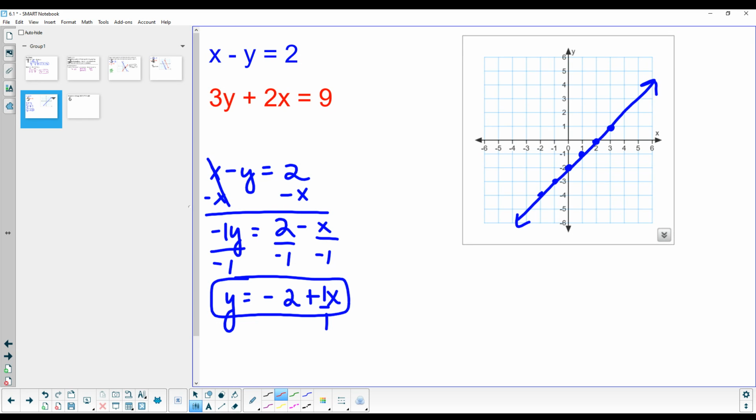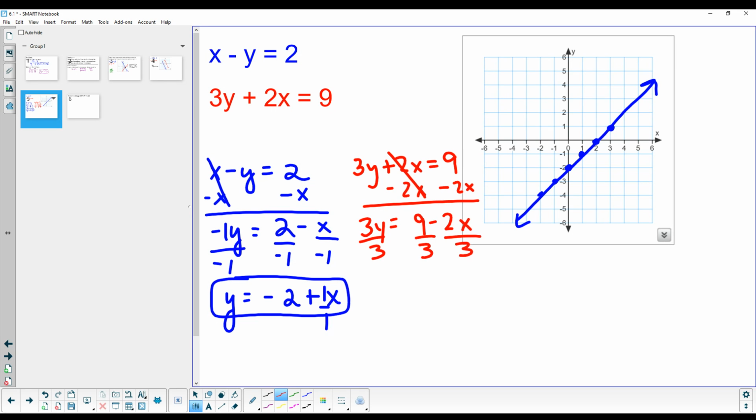Okay, so now the second one we also have to solve. So 3y plus 2x equals 9. I need to get that so it just says y equals. So I'm going to subtract 2x off, and I'm going to have 3y equals 9 minus 2x. And then I'm going to divide everything by 3. So I get that y is equal to 3 minus 2x over 3, which is like 2/3 x. And this is what we're going to be putting on our graph.